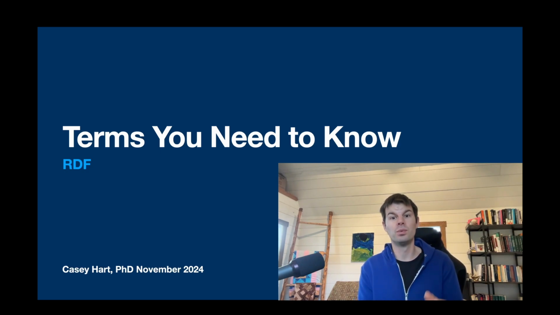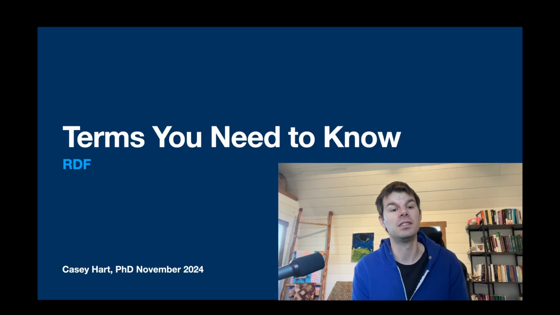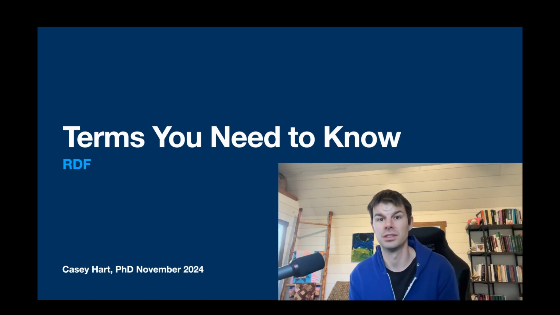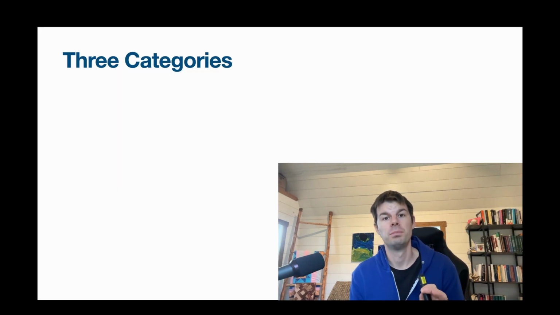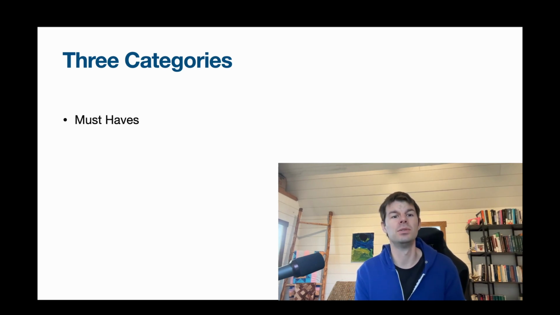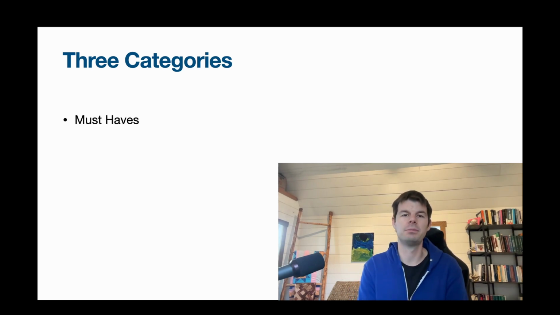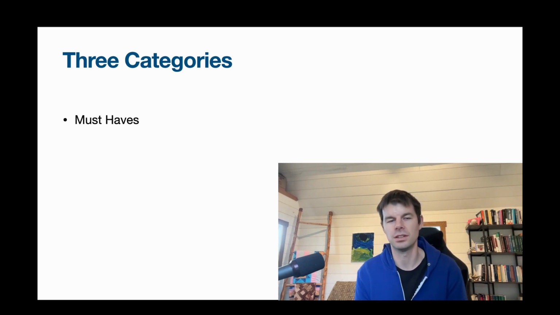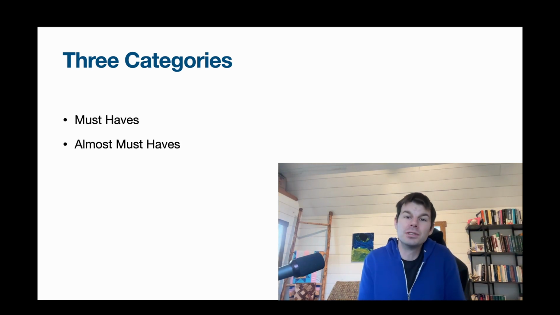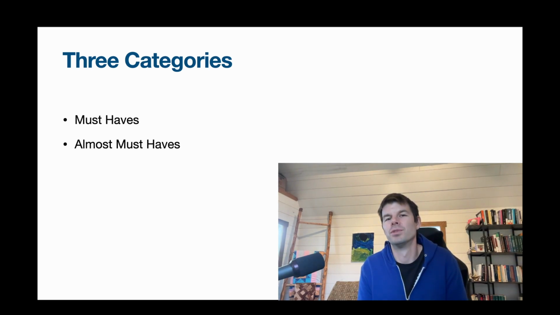In this first video, we're just going to hit the terms that you need to know from RDF, the Resource Description Framework. Before I get into those, there are three basic categories I'm going to be splitting terms into. There are the must-haves. This means absolutely any ontology I'm building or that you're building, you're going to be using this term. Then we have the almost must-haves, which are you might be able to do without it, but for one reason or another, it doesn't quite make the must-have list.